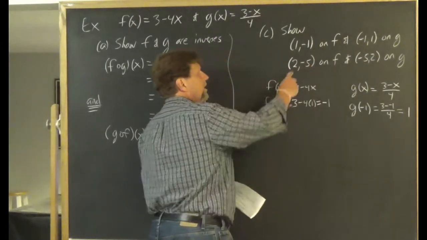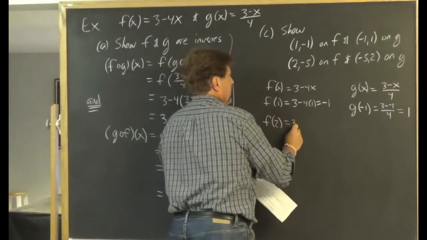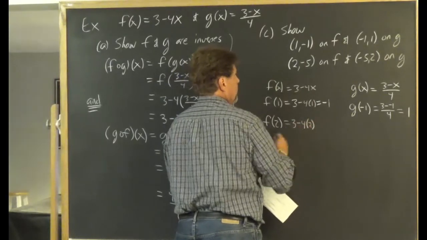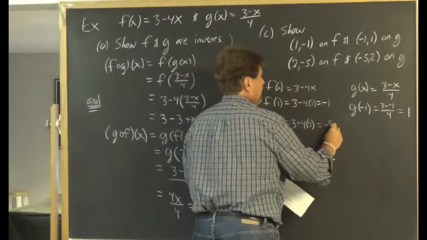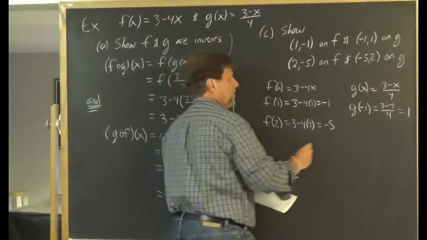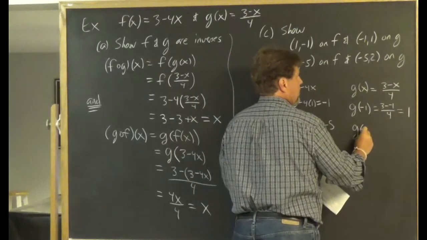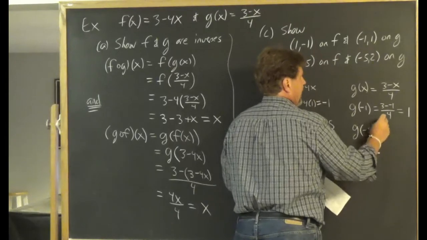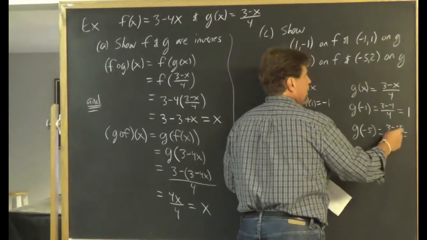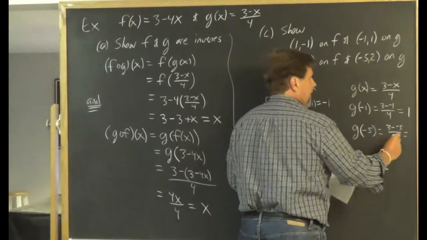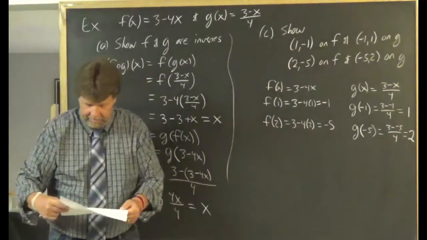To show 2, negative 5 is on the graph of f, well, the f of 2 is 3 minus 4 times 2. 3 minus 8, that's negative 5. Yep, it's on the graph of f. To show negative 5, 2 is on the graph of g, well, let's find g of negative 5. So that's 3 minus negative 5 over 4. 3 minus negative 5 is 8. 8 divided by 4 is 2. So, yep, the point negative 5, 2 is on the graph of g.